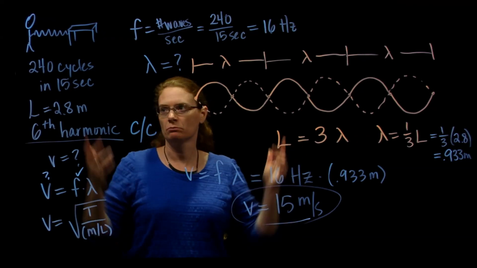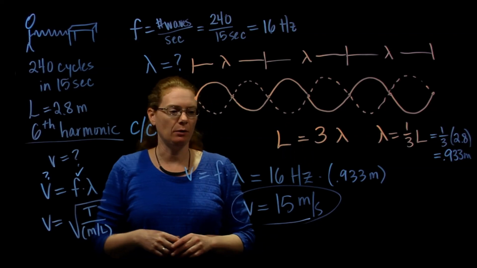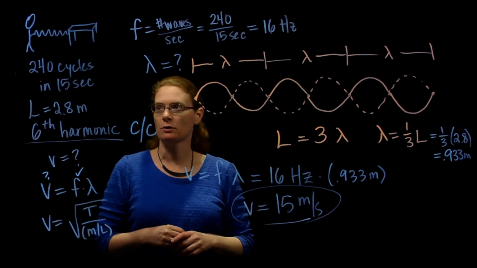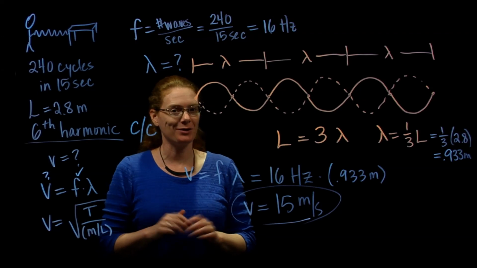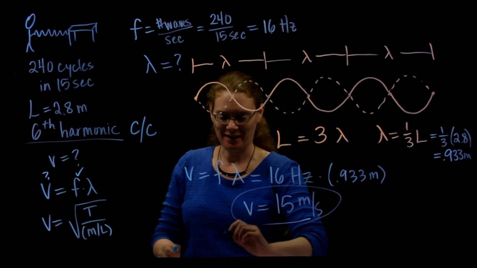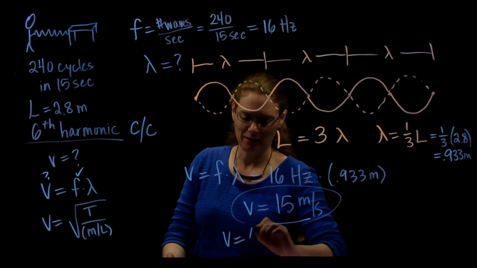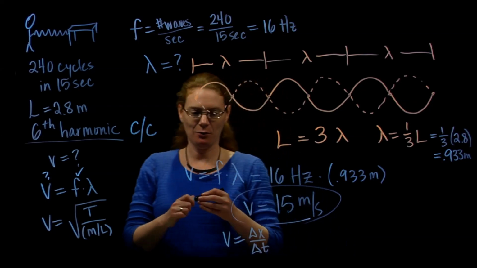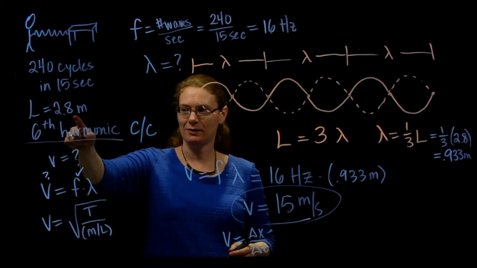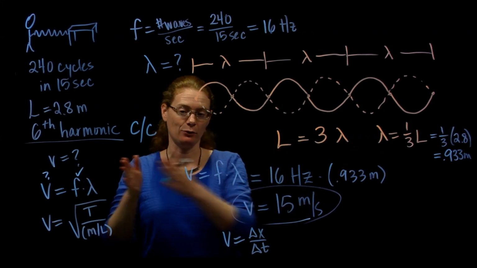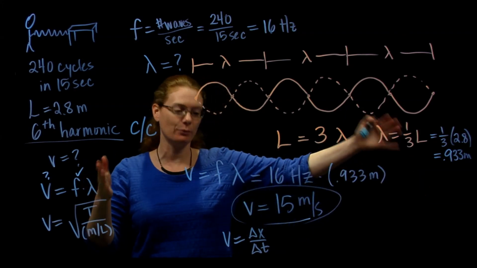Zoom. Okay, good. So it's going 2.8 meters. We could actually figure out how much time it took if we wanted. And there are questions like that, so you might want to think about how you might do that. Velocity is the change in x over change in time. If I know that the distance is 2.8 meters, I can figure out how much time it would take the wave to travel the entire length of the rope.